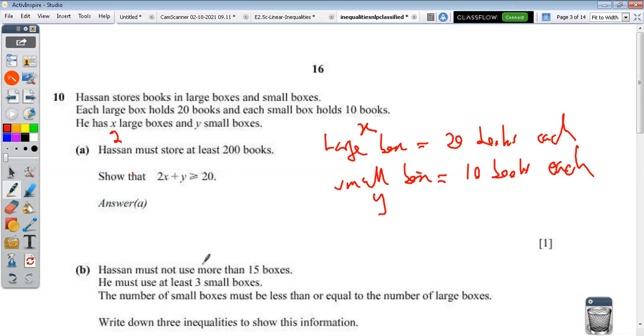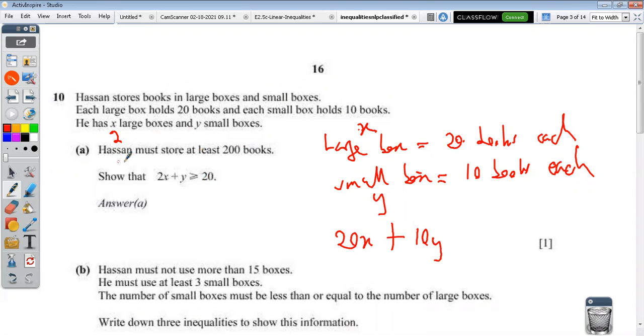So now, if they are saying he has x boxes, it's 20 times what? The number of boxes times the number of books in each box. So it's 20x. Plus, because we're talking of the total, plus what? y times how many? 10y, because small boxes hold 10 books each and we have y of them. That gives me the total number of books.